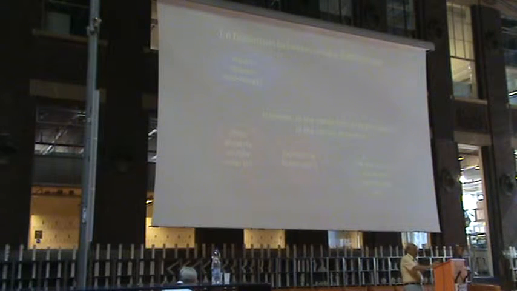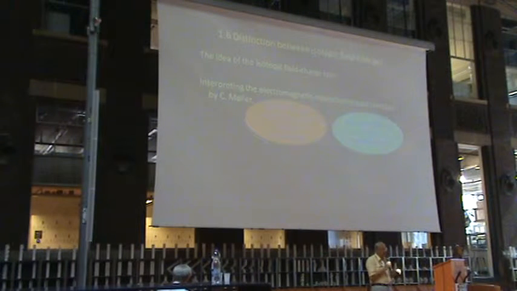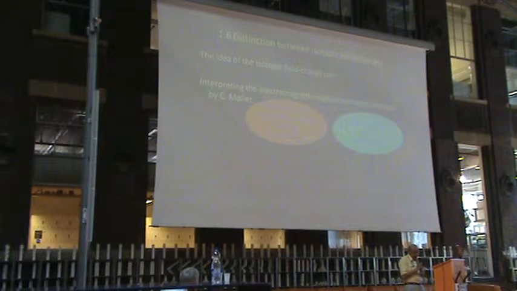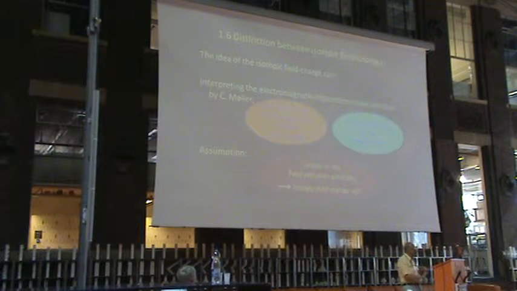So it was born, the idea of the isotopic field charge speed. When we interpret the electromagnetic interaction model sketched by Christian Möller, that means an asymmetric model, an asymmetric role between the interacting charges. The roles of two interacting electric charges are not equal, and they must differ in certain characteristics.